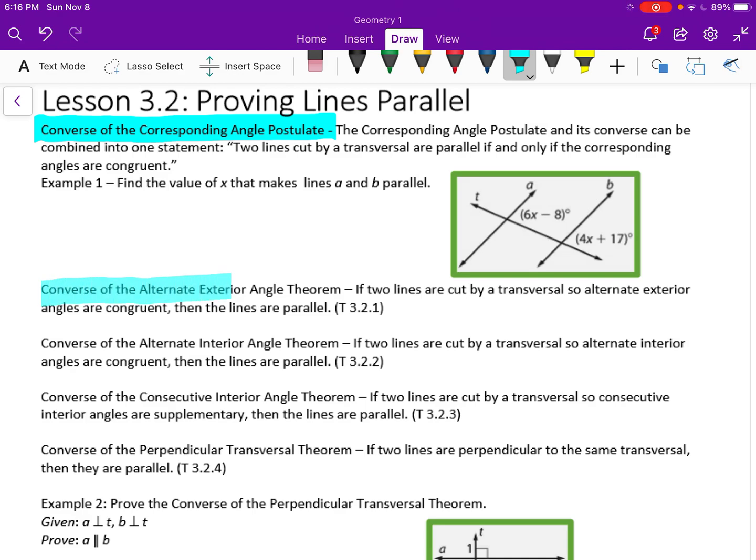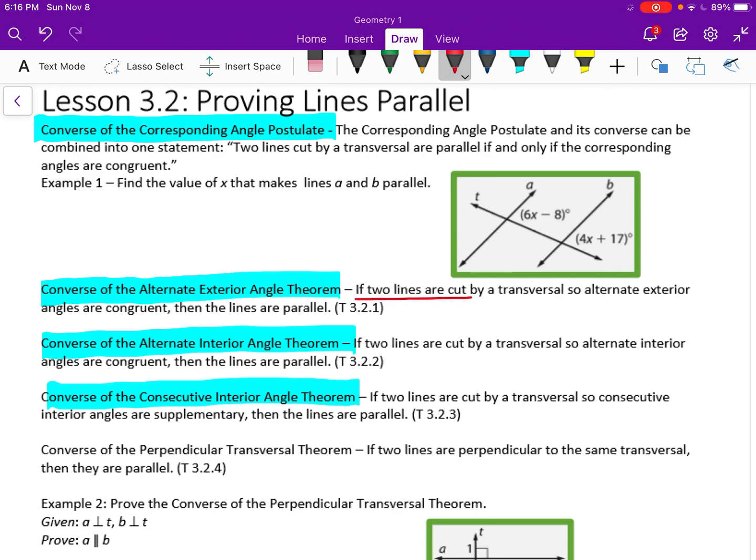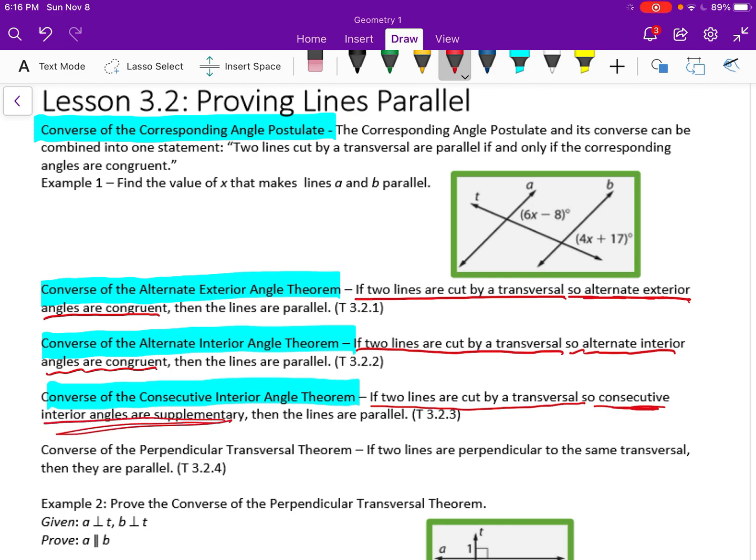As you notice, there's a lot of converses here: the converse of the alternate exterior, the converse of the alternate interior, the converse of the consecutive interior angle theorem. Let's notice each of these real quickly. They're all very similar. They all start with: if two lines are cut by a transversal, and alternate exterior angles are congruent, or alternate interior angles are congruent, or consecutive interior angles are supplementary. If you know that one of those things is true, then the lines must be parallel. Again, it's the converse of the ones that we talked about before. Instead of knowing they're parallel to start with, we're trying to show they're parallel if we know corresponding angles are congruent, or alternate interior or alternate exterior are congruent.